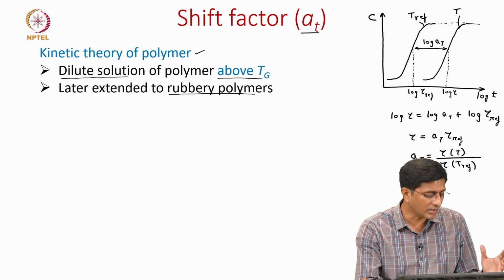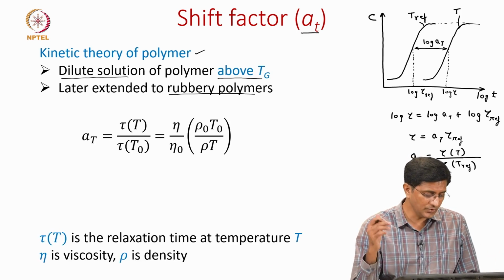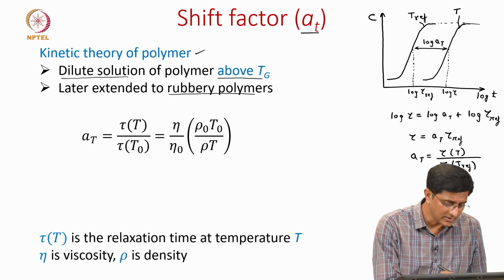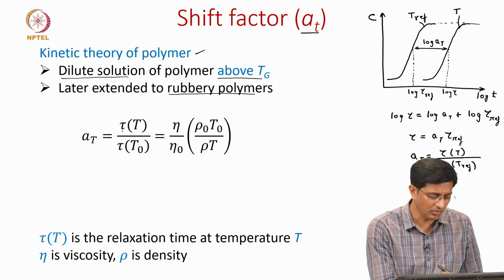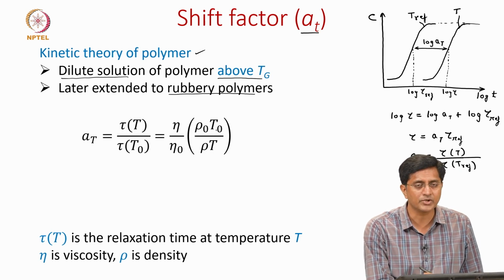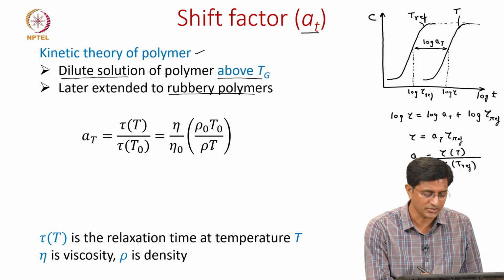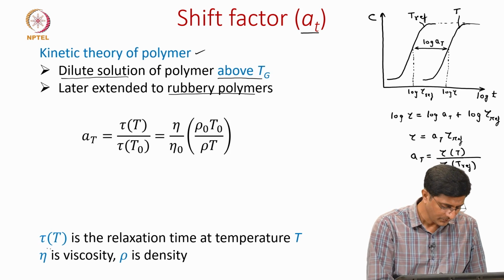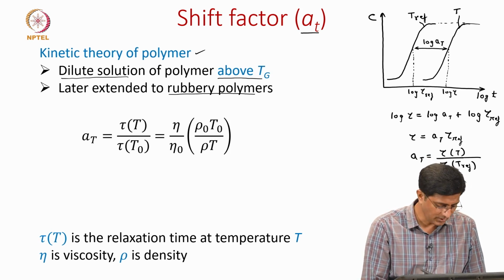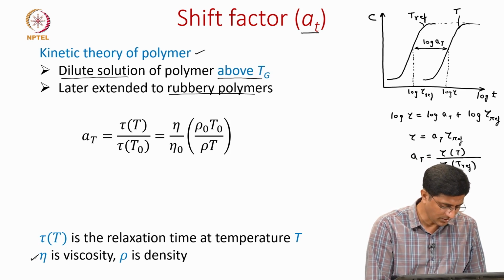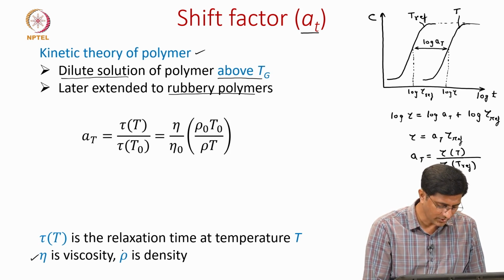So, essentially what the kinetic theory of polymers gives you is a relation between your relaxation times tau with temperatures T naught and T. T naught is the reference temperature and T is the new temperature. Here, as written here, tau is the relaxation time at temperature T, this is the viscosity and rho is for density.